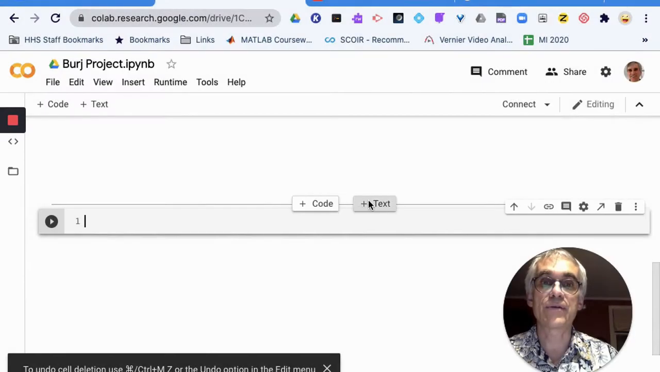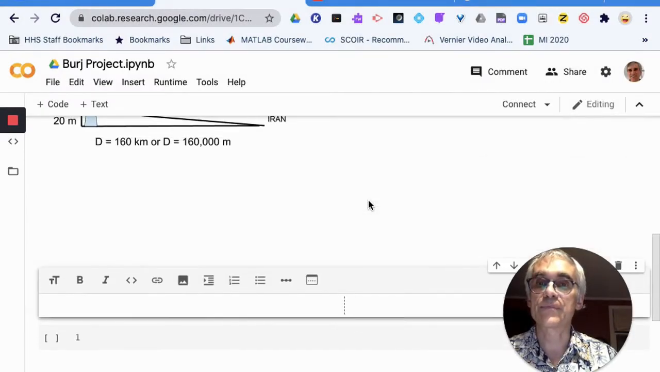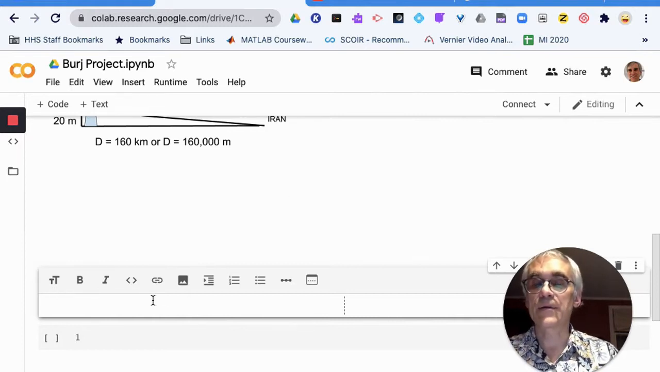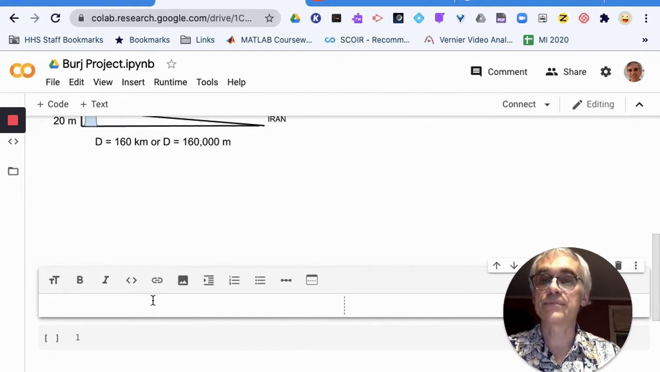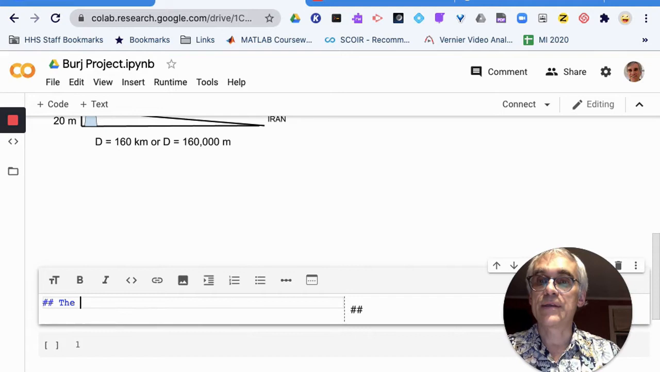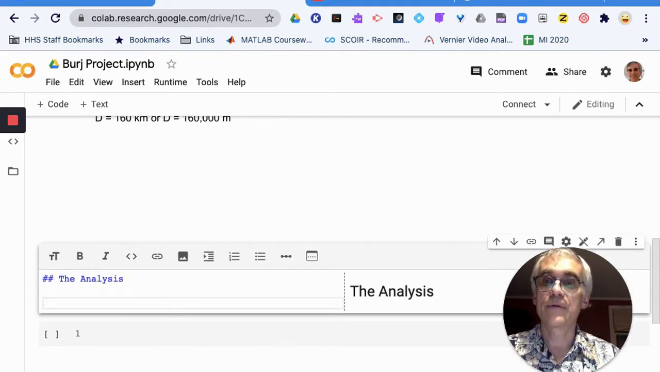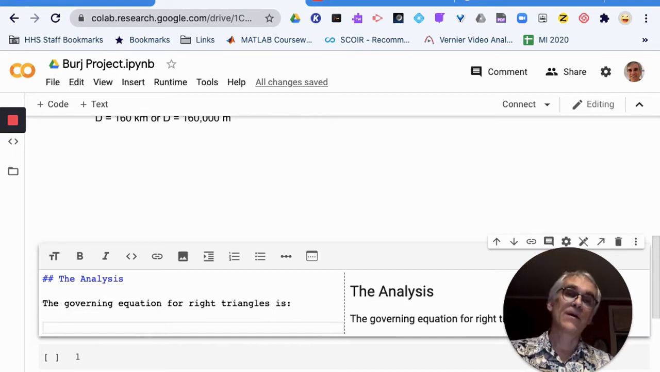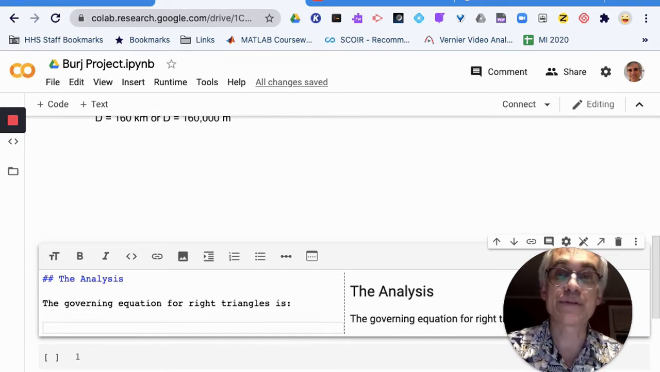and create a new text cell to work in. And I'm going to do the analysis. So another double hashtag, the analysis, little title. So the governing equation for right triangles is, now I want to basically write Pythagorean theorem for this diagram.